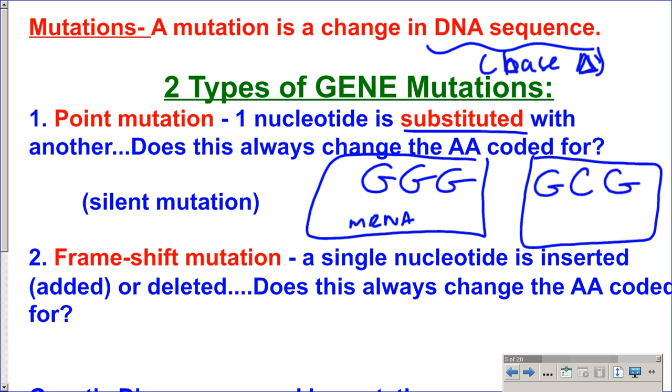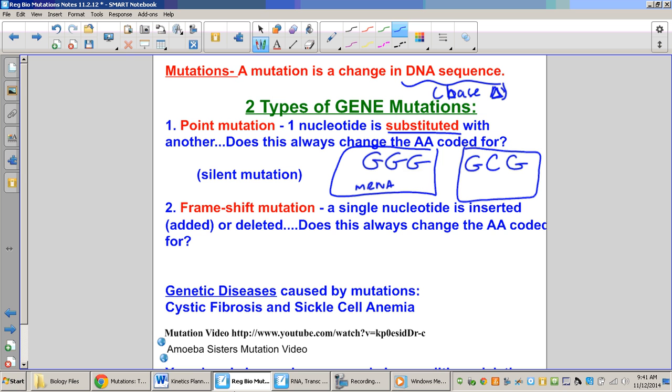Yes, ma'am. Okay, so it says, does this always change the amino acid? AAA coded for a silent mutation, and I'm going to tell you what that means in a second. That's what we're going to do. All right, so single mutated. Let's go see what GGG stands for. What do you guys see? G.